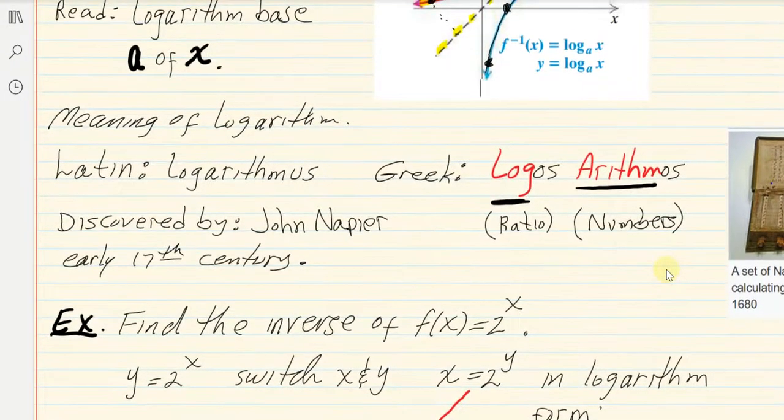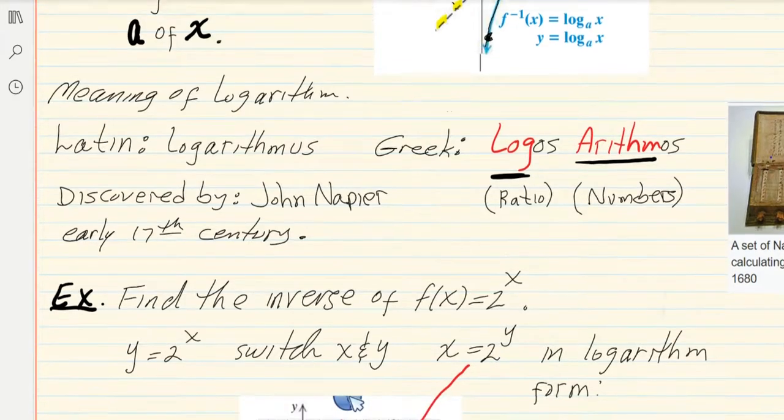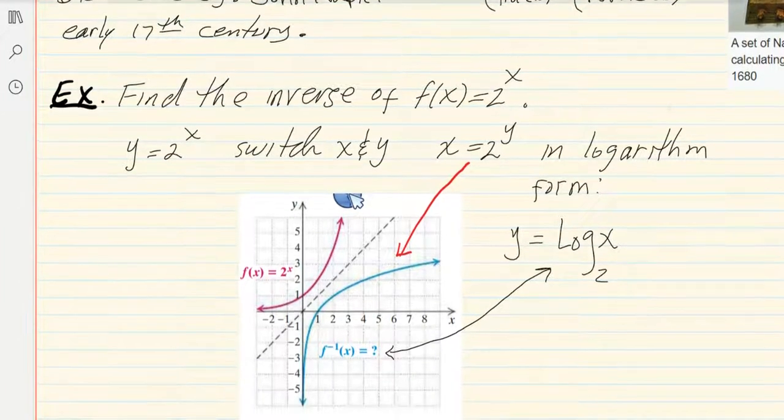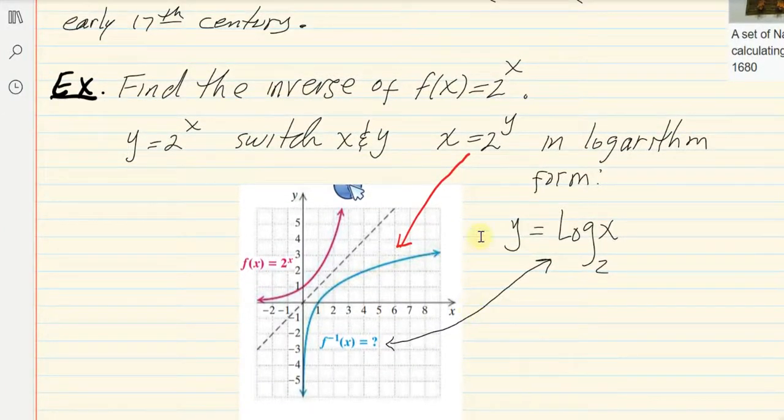So let's actually find the inverse of 2 to the x. So how are we going to do this? Remember, we're going to switch the x and the y, and that's what I've done here. I've switched x and y. And that gives me x equals 2 to the y, right? But then we don't want the implicit form, so we're going to turn that into its logarithmic form. And in logarithmic form, it's going to be log base 2 of x. Now remember a couple of things here. Let me just highlight these for you. The base in the exponential form here, the implicit form of the inverse, is 2, and so is the base here. You see that?